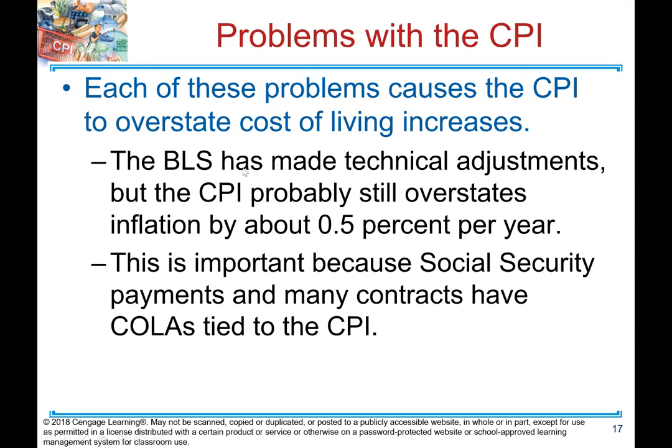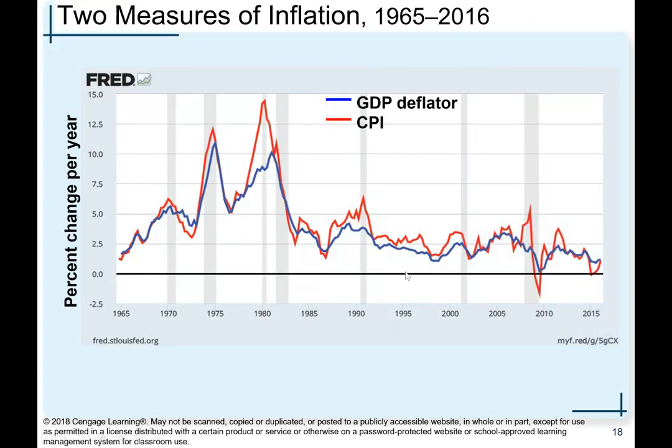The BLS, or the Bureau of Labor Statistics, has made technical adjustments, but the CPI probably still overstates inflation by about 0.5% per year. This is important because Social Security payments and many contracts have COLAs, or cost of living adjustments, tied to CPI. Okay.